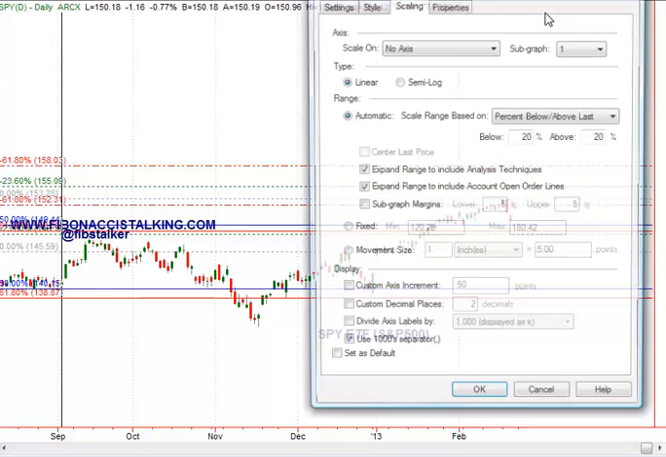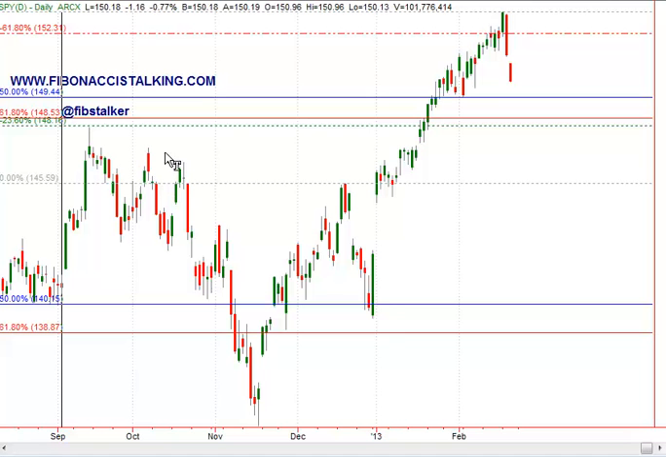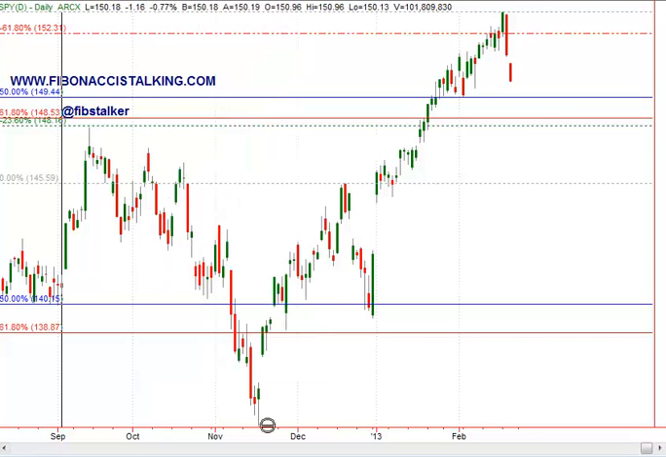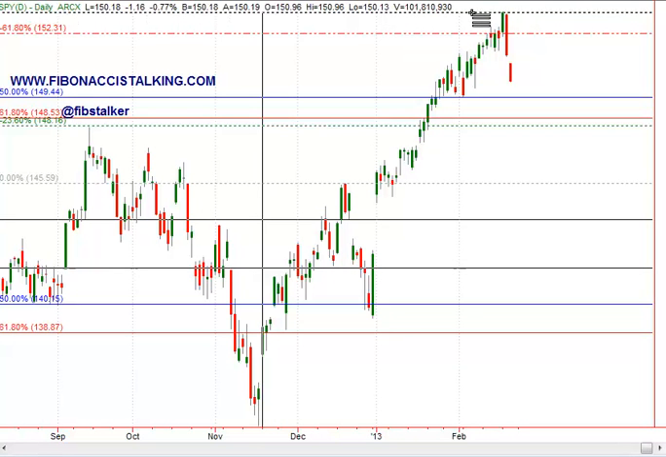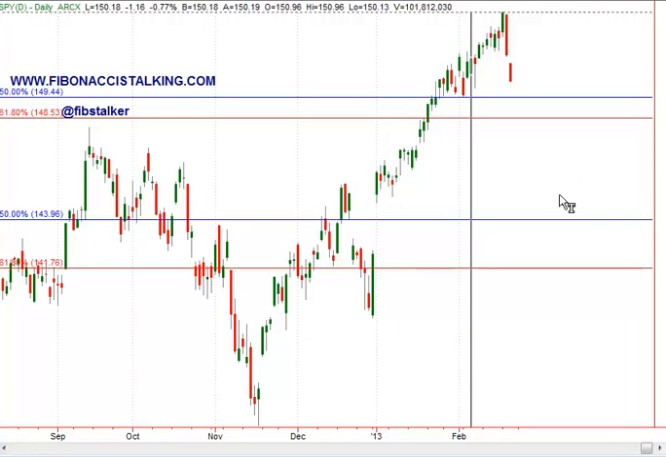We don't know if price is going to respect this setup or going lower, but as you can see the risk is very well defined here with a stop below 148.50. The other level we have to watch is going to be the full retracement into the 143, 144 level here.